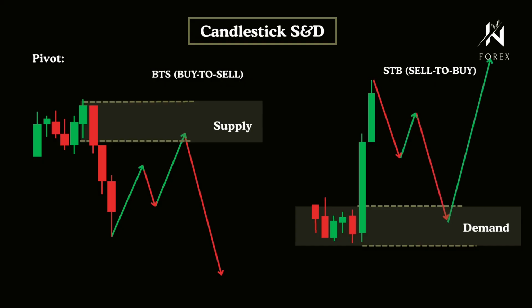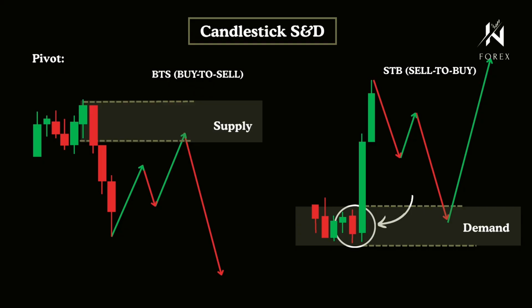For a demand zone, this typically involves identifying the final bearish candle, essentially the last selling candle, before a rapid upward move, where the next candle closes above its high. This reflects a classic sell to buy pattern. Conversely, in a supply zone, it's usually the last bullish candle, the final buying candle, before a sharp price drop, with the next candle closing below its low. This represents a traditional buy to sell formation.